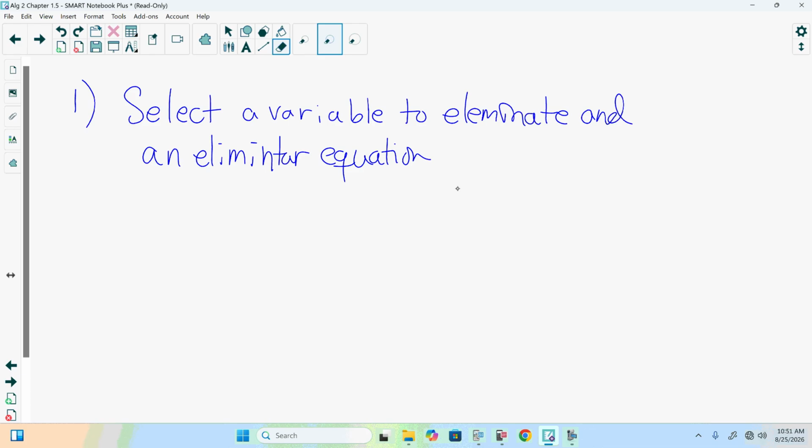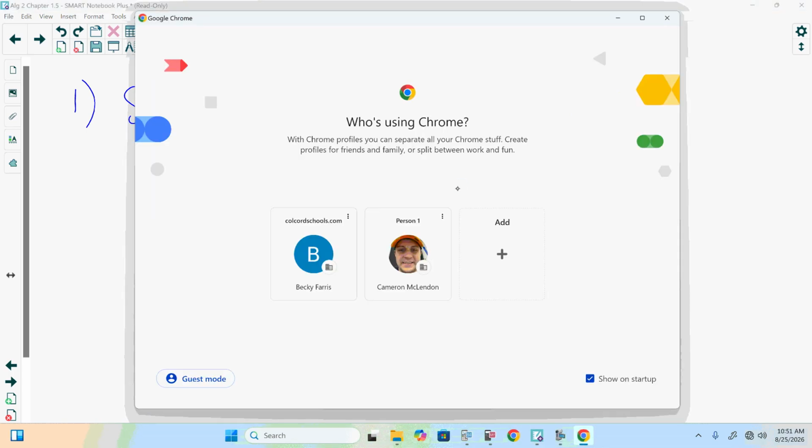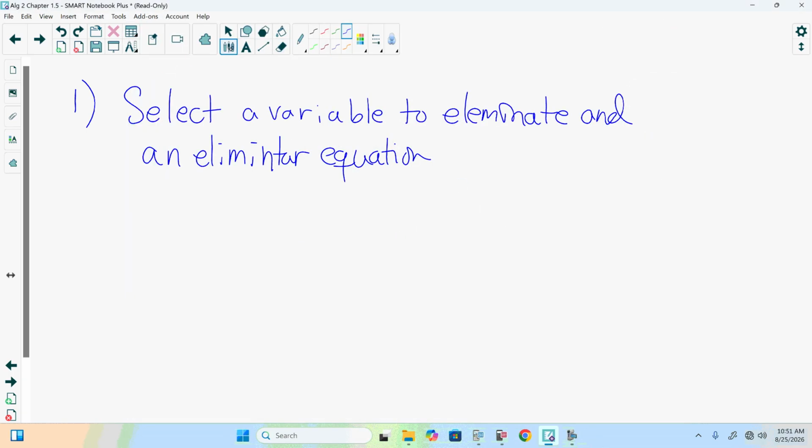So to do that, we're going to get rid of one of the variables. So that's the first step, is we need an equation to get rid of either x, y, or z. We figure out which one we want to get rid of and the equation we're going to use to get rid of that variable. So the first step is to select a variable to eliminate and an eliminator equation. We then eliminate it.